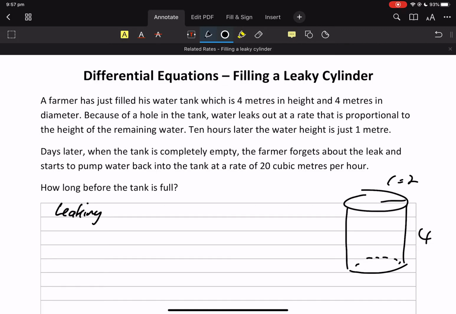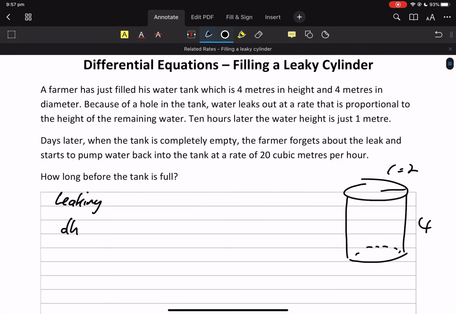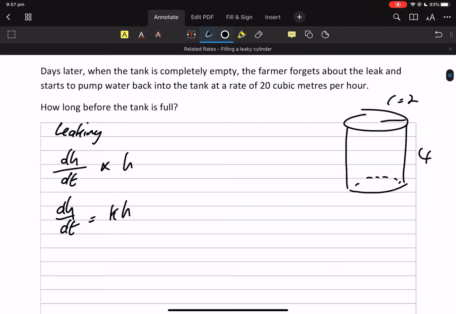It's leaking. So we're told the rate at which it's going out is proportional to the height. So as water leaks out, the height decreases. So I guess I can say dH/dt equals kH. Let's get the H and the dH together and the k and the dt together.